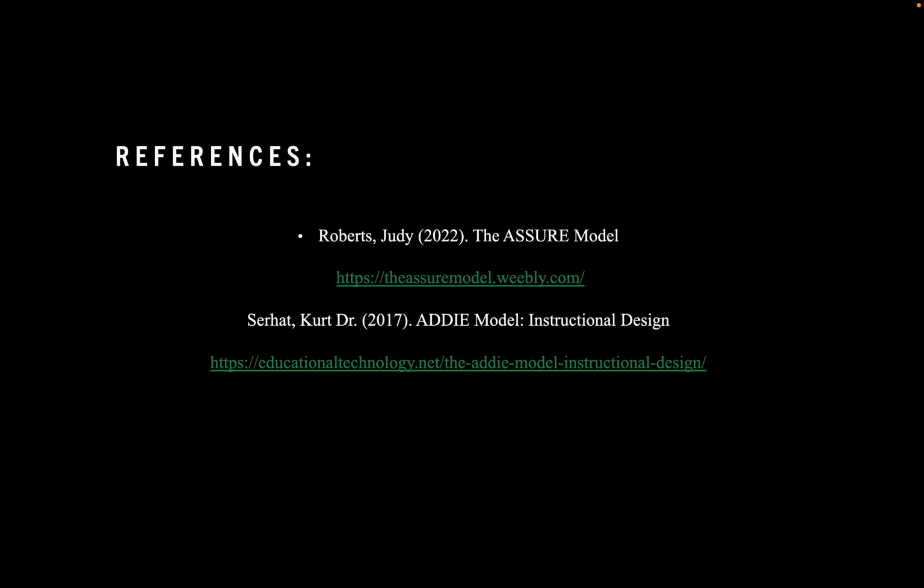These are the two sources that I used to go over the Assure and the ADDIE models. I really enjoyed this presentation and I enjoyed learning about these two models.